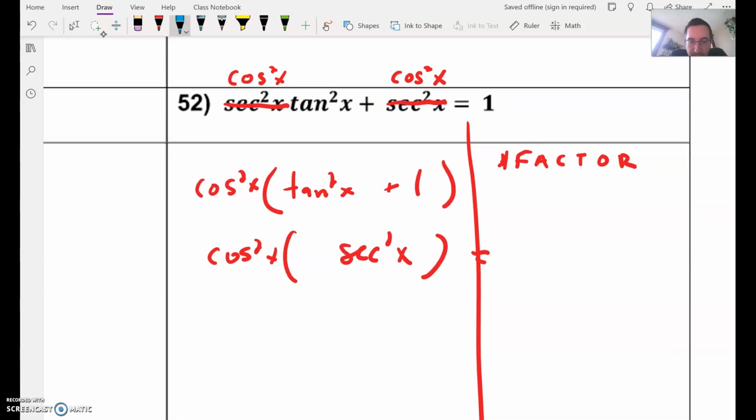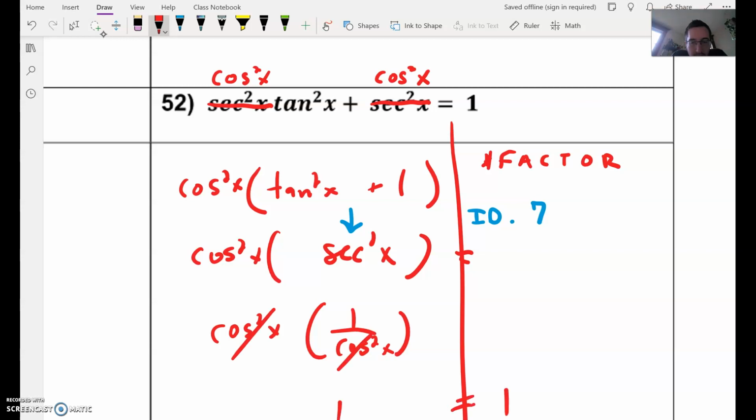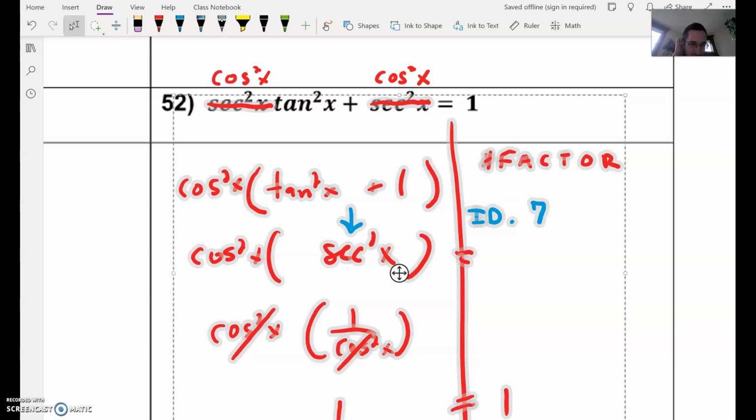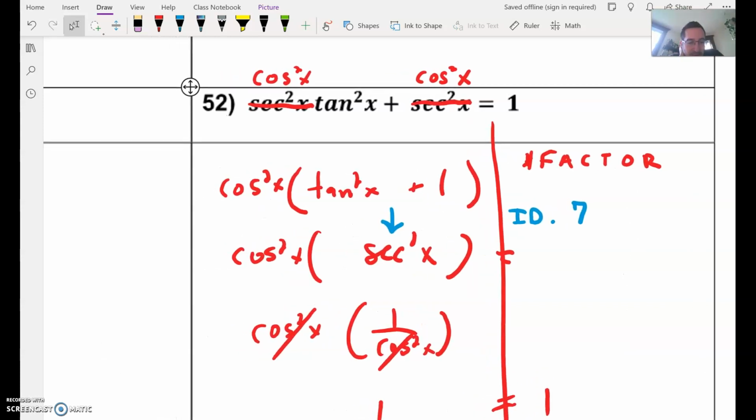That's identity number 7, right? We just said. So we pulled out a GCF, and then we used identity 7. And what is cosine times secant? Cosine times secant is 1. My bad. Forgot about number 5. Of course, the one I picked is the one with the typo that I need to change. Okay, let's do another one.